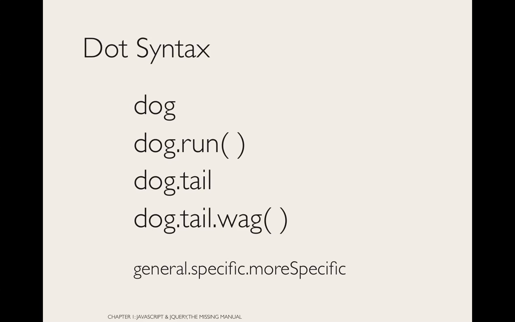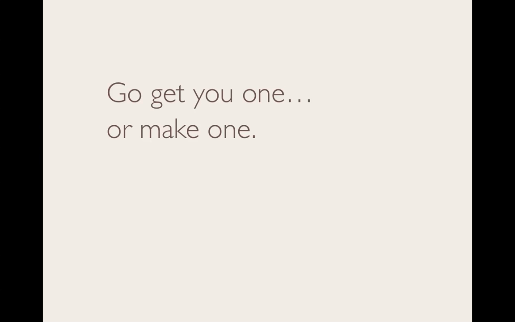Now, a dog also might have a property of a tail, that noun. So a dog with a tail, and the tail might wag. Interesting. So we have a dog object, a property of tail, and a method of wag. And you can pile these up and string them together in as much detail as you want, as long as you go from general to specific to more specific. Left to right, go from general to specific to even more specific. So that's generally the way it works. And you use little dots between the pieces of syntax. This is an instance, though, where you don't want to use spaces between the dot syntax items.